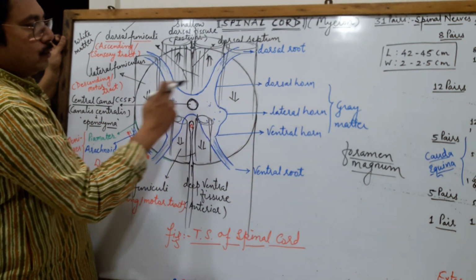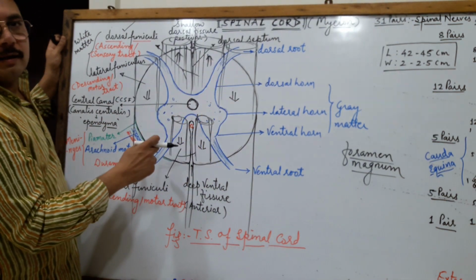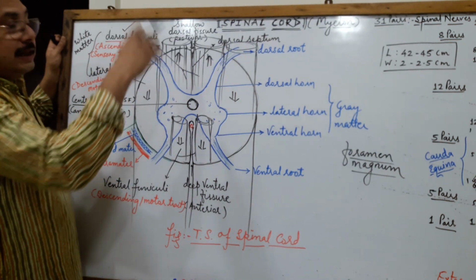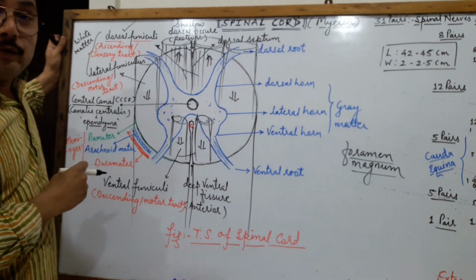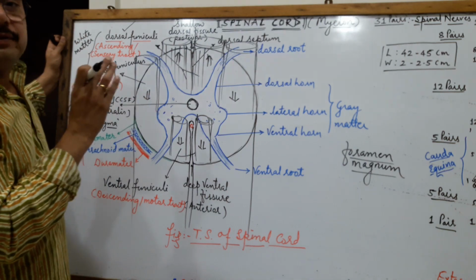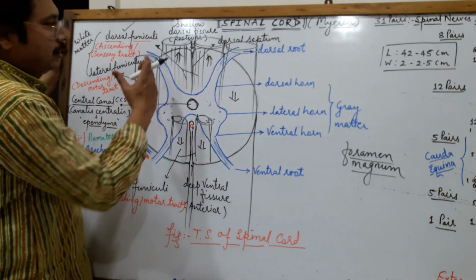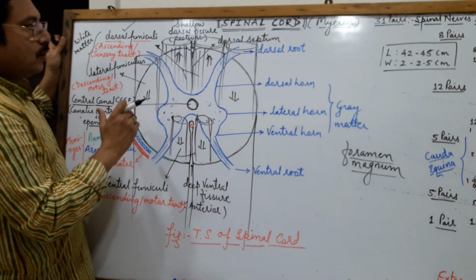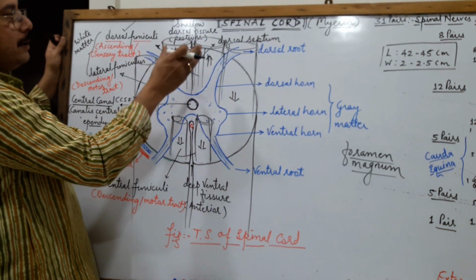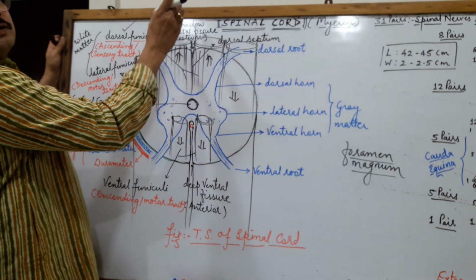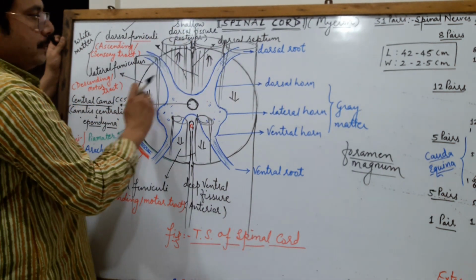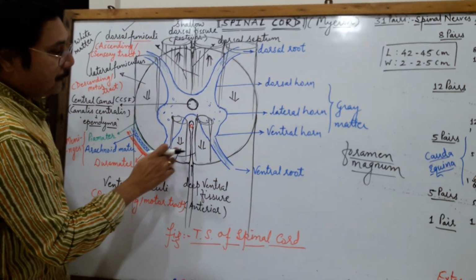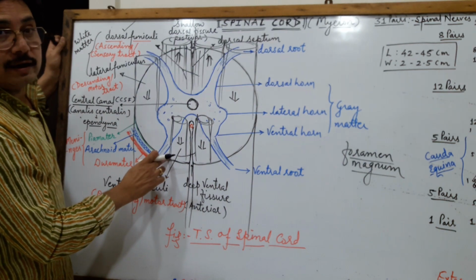Then surrounding this grey matter there is a white matter, and this white matter shows the ascending and the descending tracts of the medullated nerve fibers, which are called the funiculi, and in between these columns develop these projections of the grey matter, because of which ultimately the column gets separated. Paired columns on the dorsal side, paired columns on the lateral side, and paired columns on the ventral side.